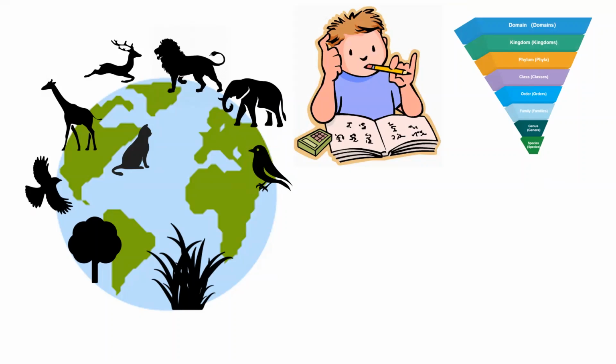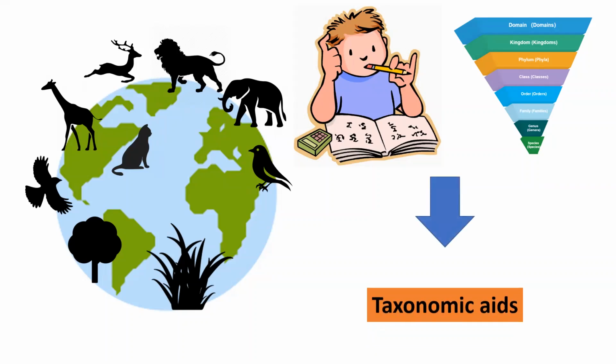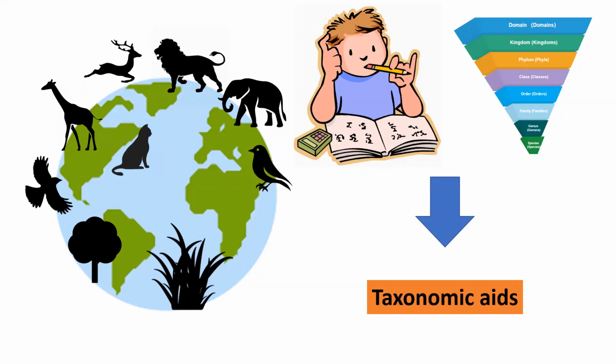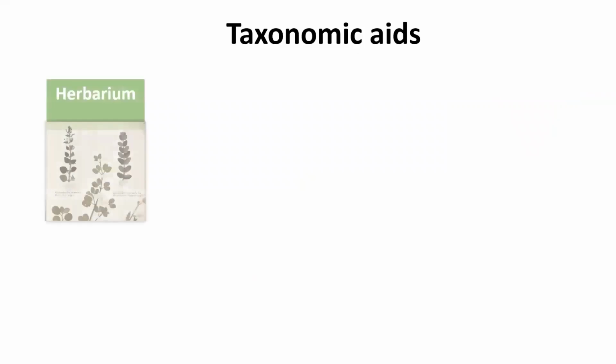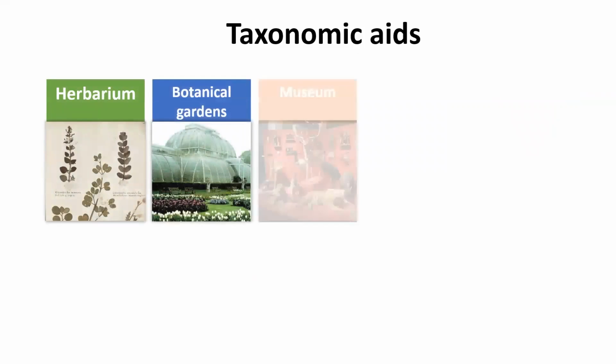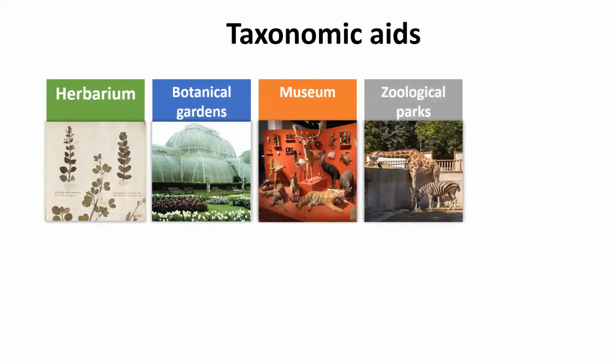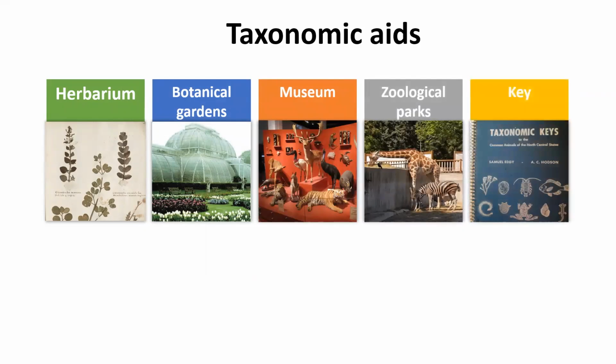But to understand the taxonomic studies, we need proper collection and identification of organisms, and this can be done by taxonomic aids. There are several taxonomic aids, and they are Herbarium, Botanical Gardens, Museum, Zoological Parks, and Keys.